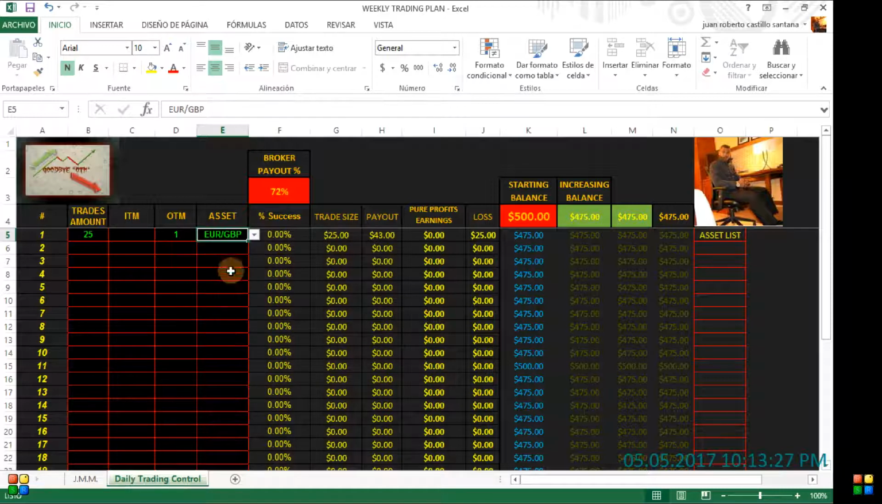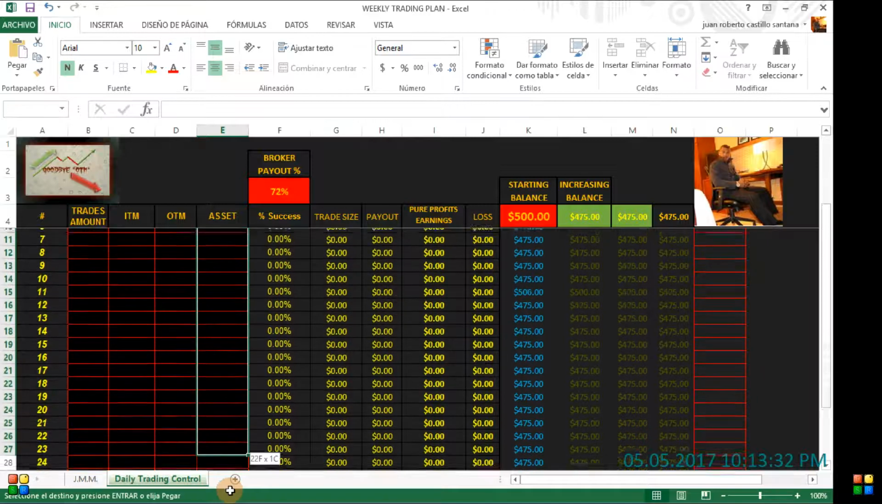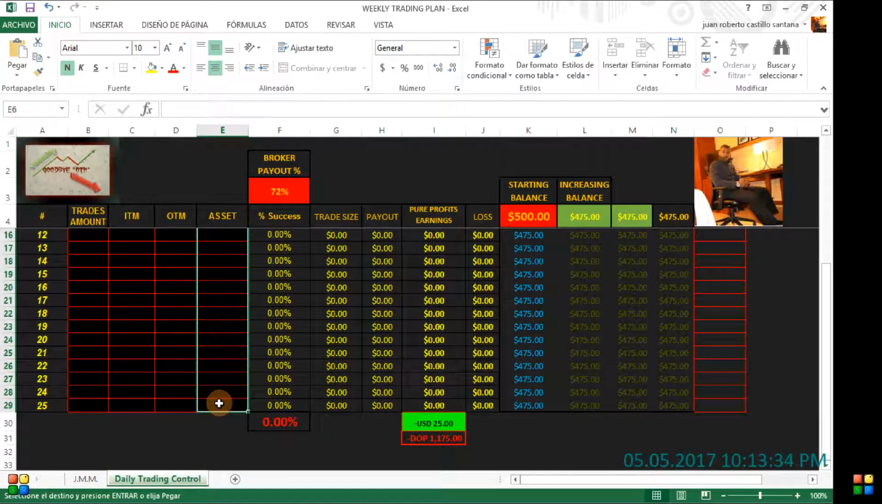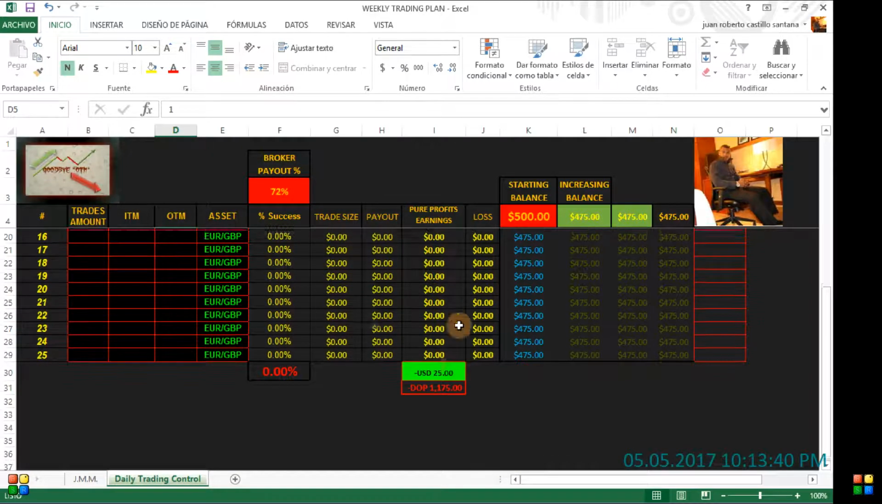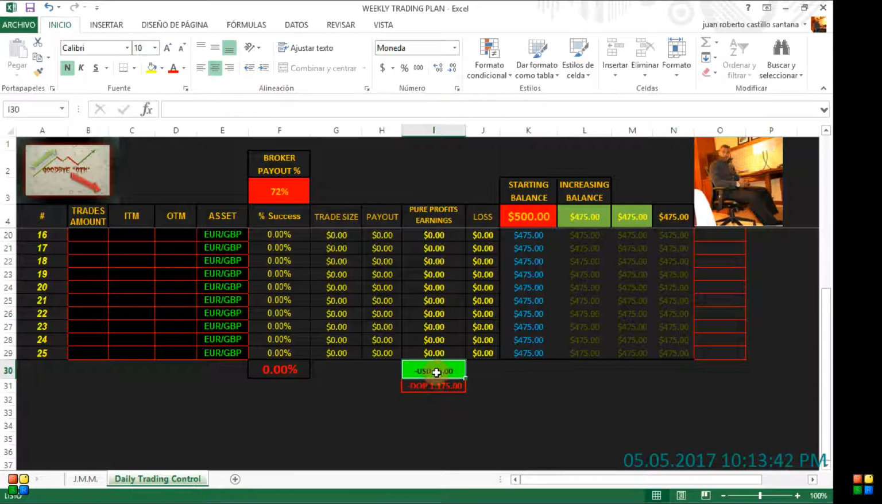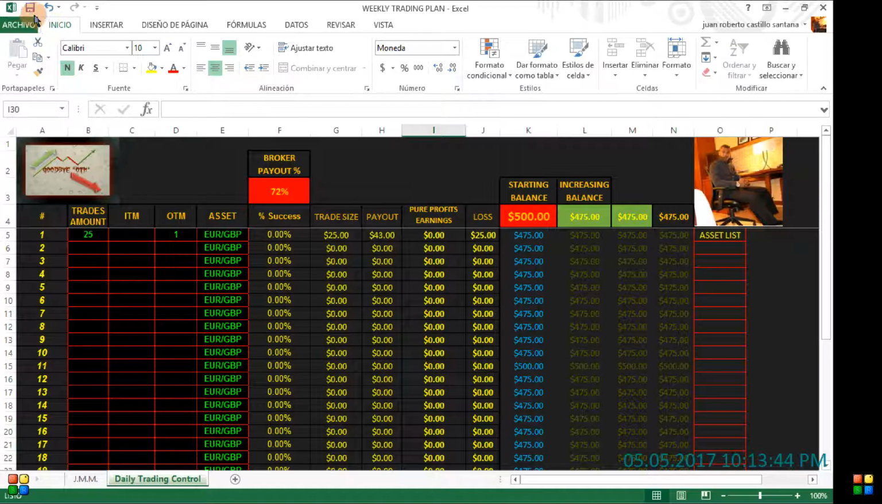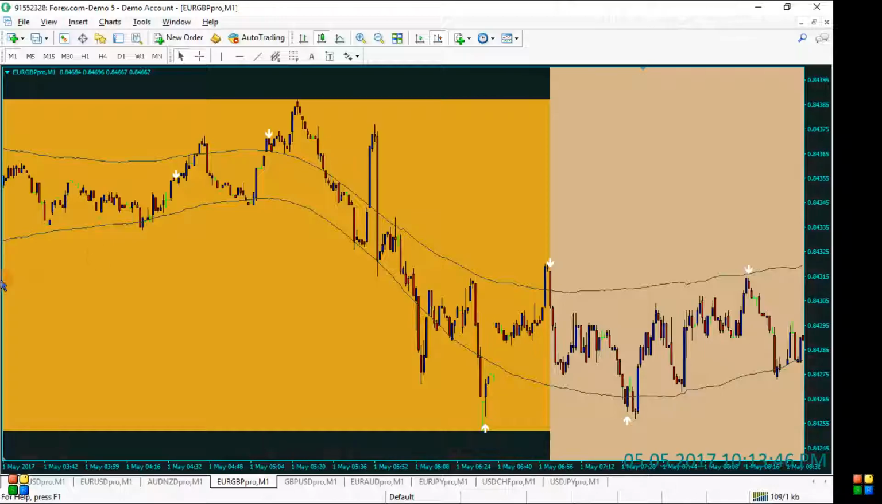Okay, we're going to put Euro GBP in all of this because we're going to keep track only of the Euro GBP anyway. So let's just keep Euro GBP so we can save some time. So we have our first OTM, which is telling us that we are minus 25 down here. Let's save this and let's continue.